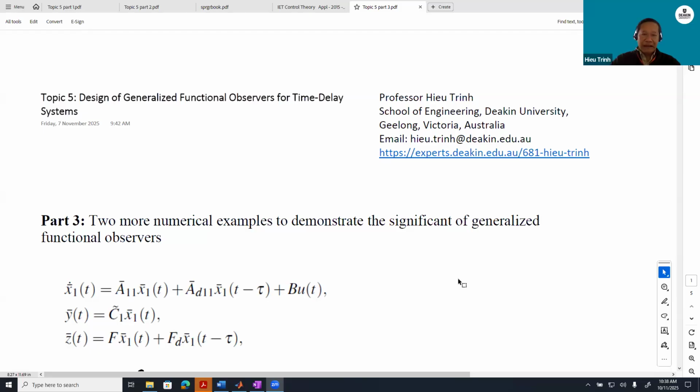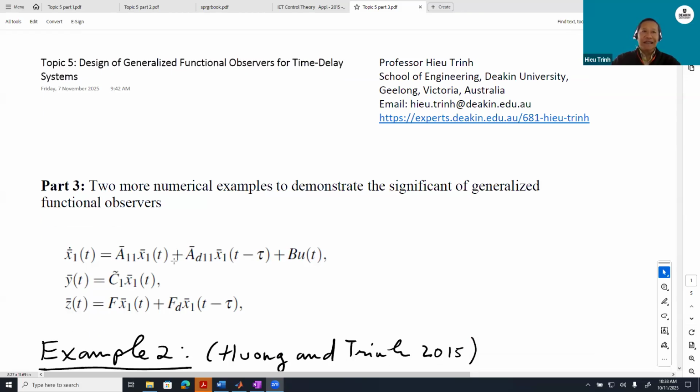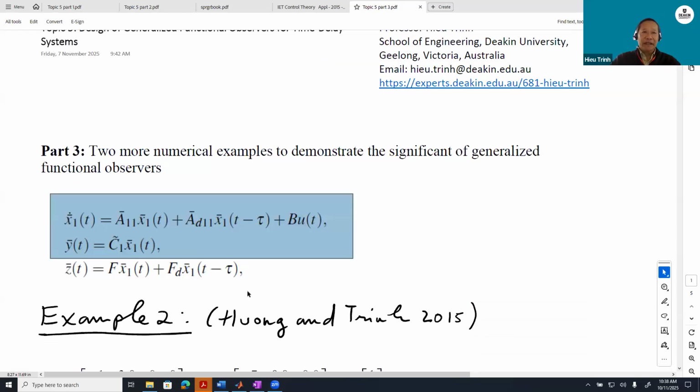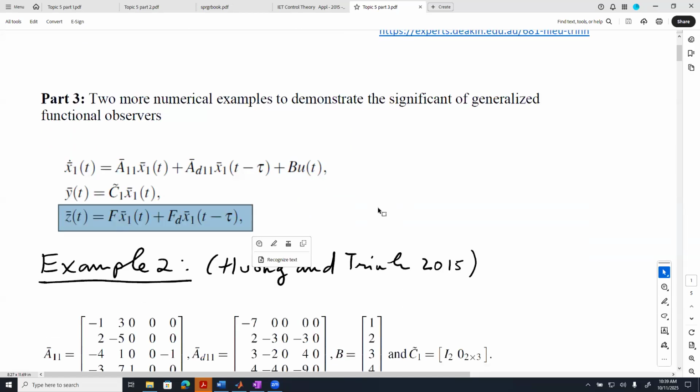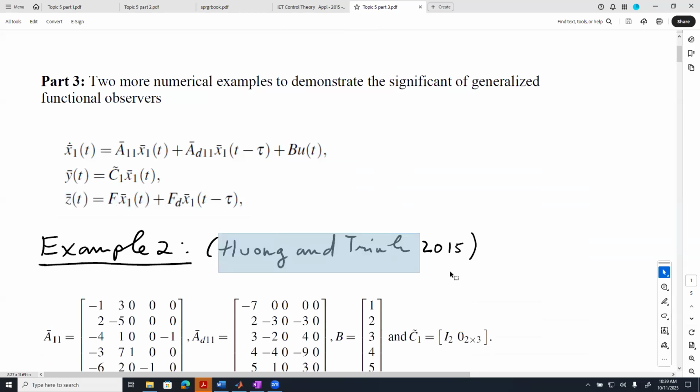Hello and welcome. In part three of topic five, we would like to take a few more numerical examples to demonstrate the generality and the significance of generalized functional observers. So we consider this class of time delay system where we estimate a generalized functional of this time delay system. And so we take example two, which is from this reference here.